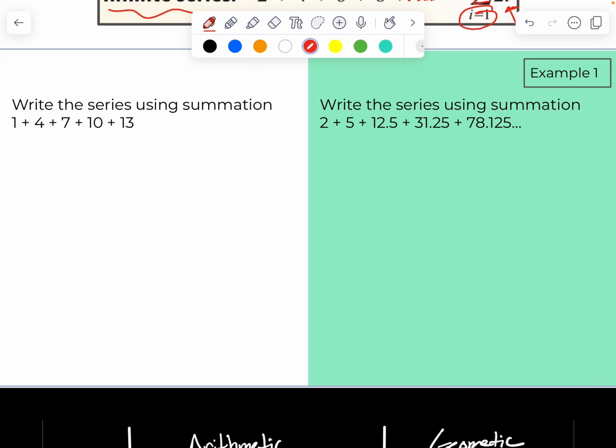Write the series using summation notation. So first we have to figure out, is this arithmetic or geometric? Well, here we are adding 3 every time, so it's arithmetic. My explicit formula for an arithmetic sequence looks like this. My first term is 1. My common difference is 3. And I would expect you to simplify this then, to distribute.